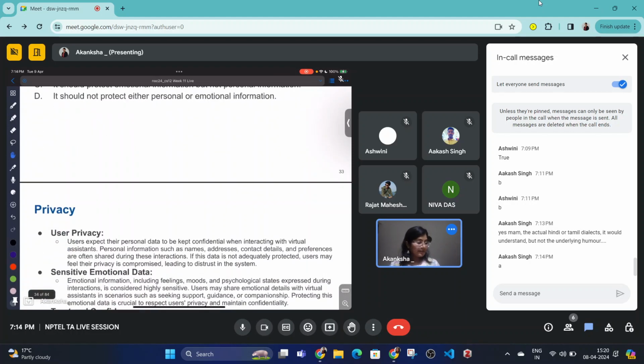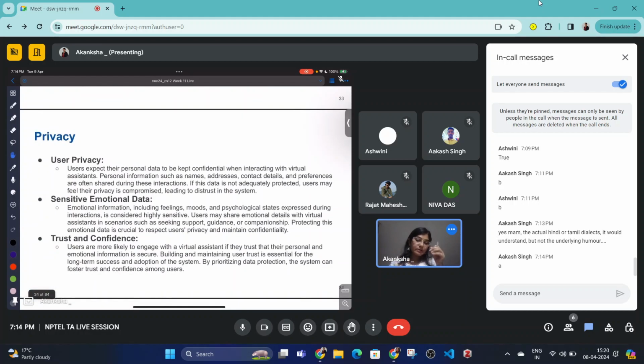Okay. Let's discuss. Of course, it should protect your privacy. It should protect your emotional data as well. So, user privacy is there. Users expect their personal data to be kept confidential, of course, when interacting with virtual assistants. Personal information like your phone number, your email ID, etcetera, you don't want to share, right? And if the data is not adequately protected, users may feel their privacy is compromised, leading to distrust in the system. Now, sensitive emotional data should also be protected.